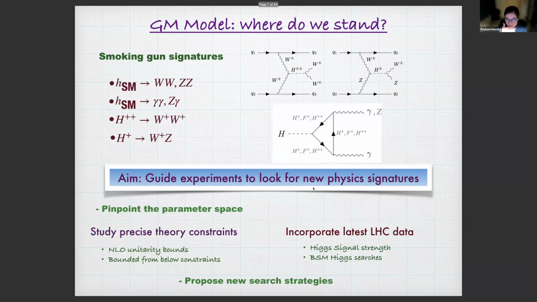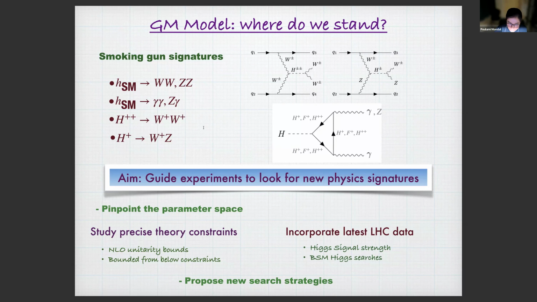Now, in the Georgi-Machacek model, there are smoking gun signatures. For example, the standard model h going to WW and ZZ, where the coupling modifiers could be greater than 1, as I already told. And the standard model h going to gamma gamma and Z gamma will, of course, be modified because of the singly charged and doubly charged particles in the loop. And the doubly charged going to W plus W plus could be a signature, and also this H plus going to W plus Z is a signature of the Georgi-Machacek model, the Higgs triplet models, which was not there in the 2HDM case. So these are the smoking gun signatures of the Georgi-Machacek model.